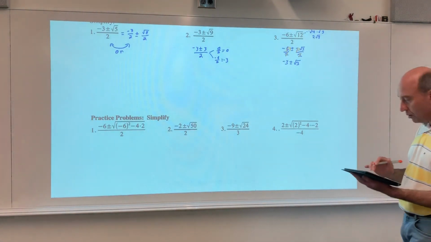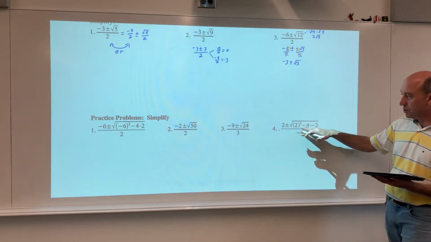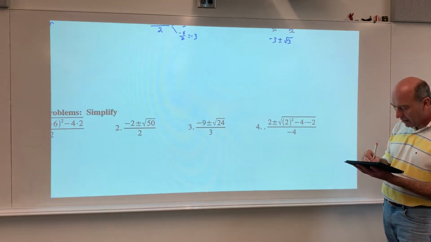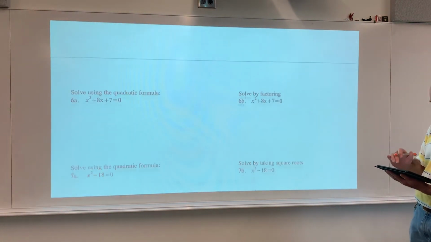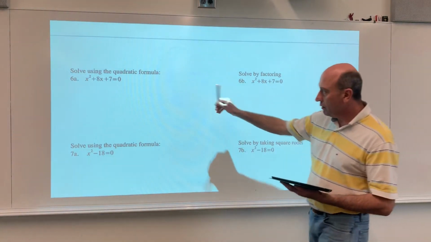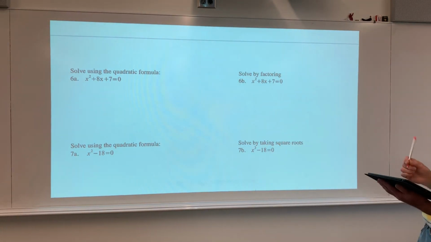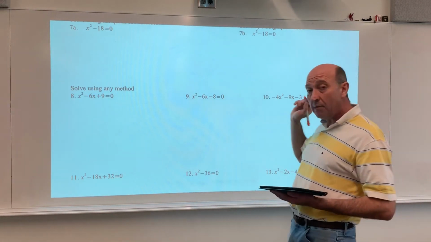Go ahead and try your practice problems. Try simplifying these. So this is like something you'd get toward the end of the quadratic formula. There's an extra dot evidently in 4 that I wouldn't need. And then these problems, follow the directions, solve using the quadratic formula, solve by factoring or taking square roots. You should get the same answer. And these you can solve using any method.